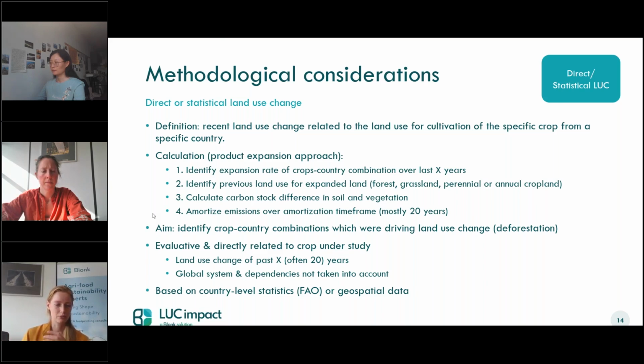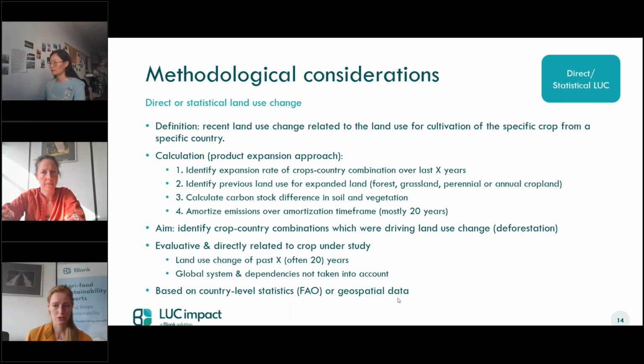So the characteristics of this method is that it's quite evaluative. It's based on this historic land use change, and there's no global system or dependencies in the global system taken into account. In the statistical land use change methodology that we implemented, we're using country-level statistics from the FAO.